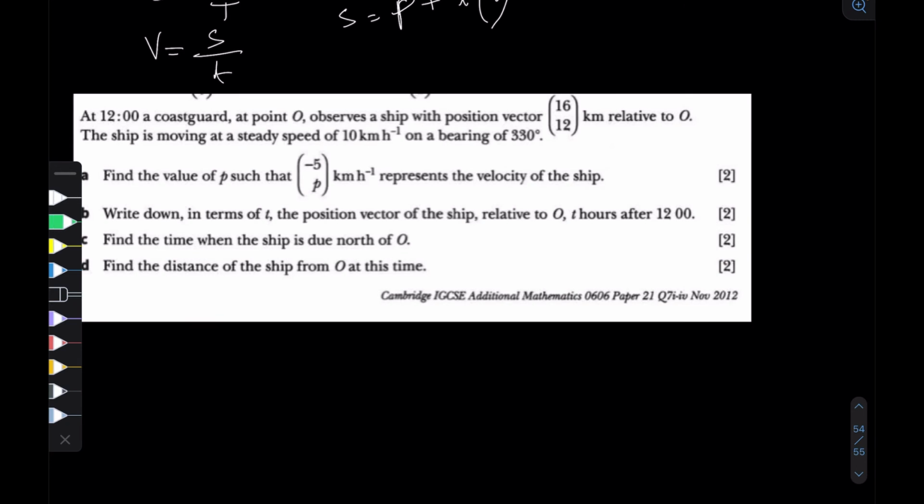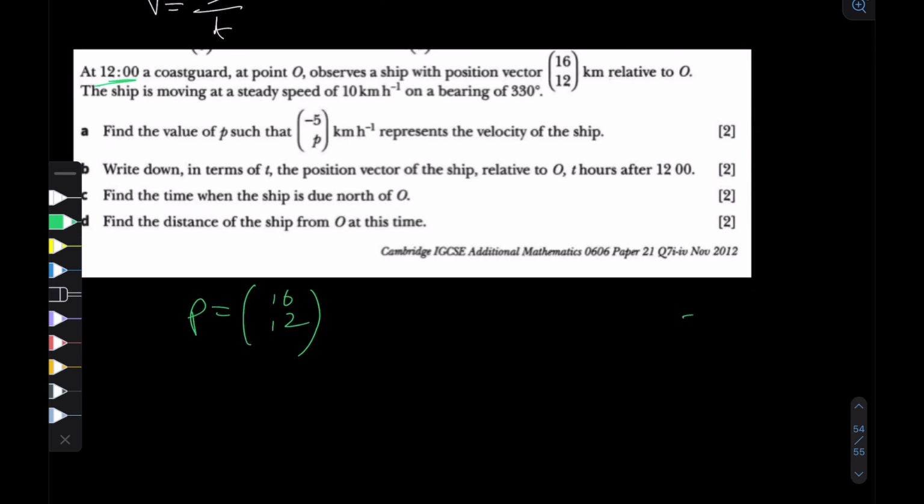It says that at the time 12, a coast guard at point O observes a ship with position vector 16 and 12, right? So the starting position is 16, 12 relative to O. The ship is moving at the steady speed of 10 kilometers per hour on a bearing of 330 degrees. So bearing is always clockwise.